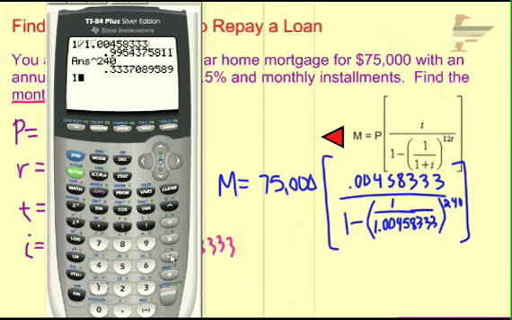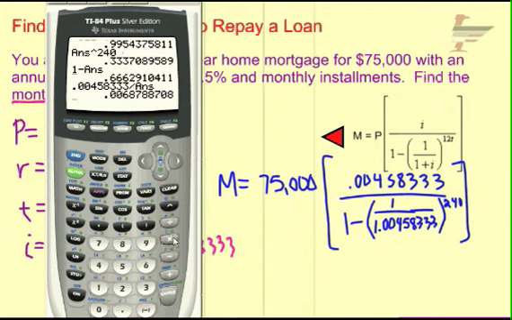And we're going to do 1 minus that number. So this is where, if you have an answer button on your calculator, it's quite handy. So 1 minus that gives us that. Now I'm going to take the numerator divided by the denominator, so 0.0045833 divided by that most recent answer to get this. In the end, multiply that times 75,000. And our final answer is $515.92 is our monthly payment.